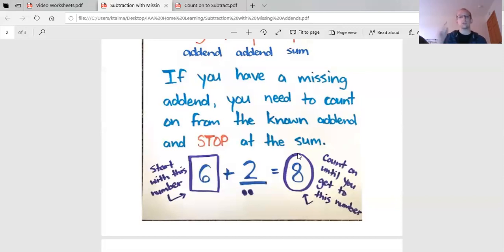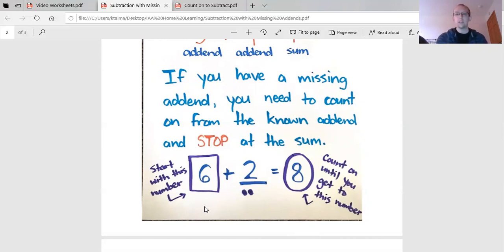Let's do it together. Start at 6. After 6 is 7, 8. Stop when you get to 8. How many numbers did you need to count to get from 6 to 8? Right, 2. You needed to start at 6, count 2 more, and get to 8. That means that 6 plus 2 is 8. We just solved a missing addend problem by figuring out how many numbers it takes to get from the addend that you know to the sum.